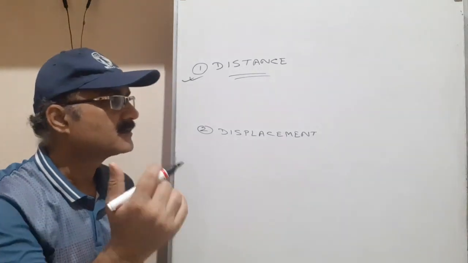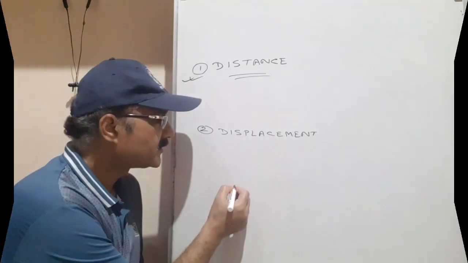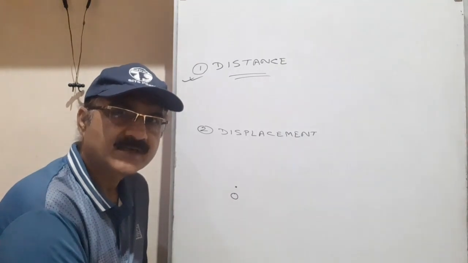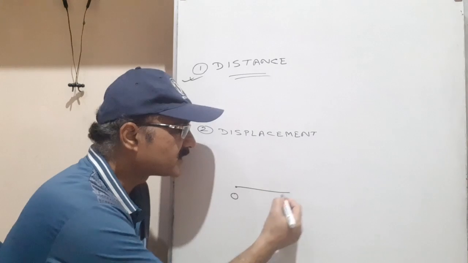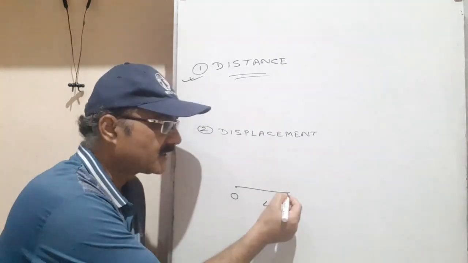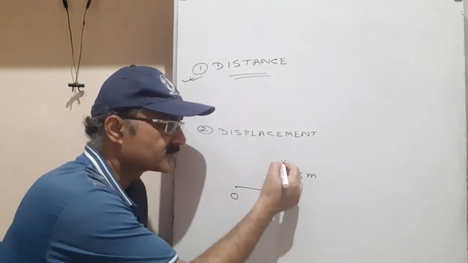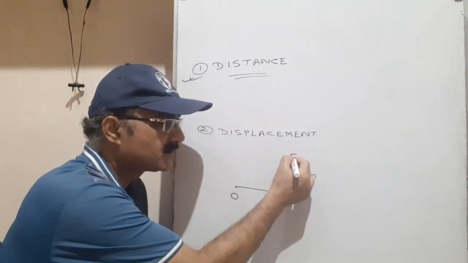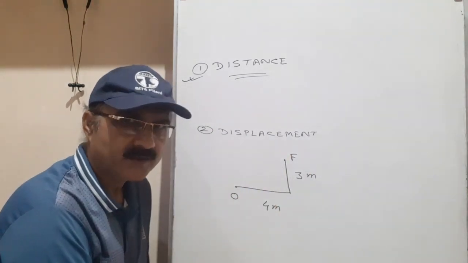Okay, now let me take an example to explain the difference between them. Say a body was here at this point O, then it started moving in a straight line. It went this way, so it went 4 meters in this direction. Then it took a left turn and it went this way for 3 meters. So it reached this point. So this is the original point and this is the final point, I'm calling it F. Okay.